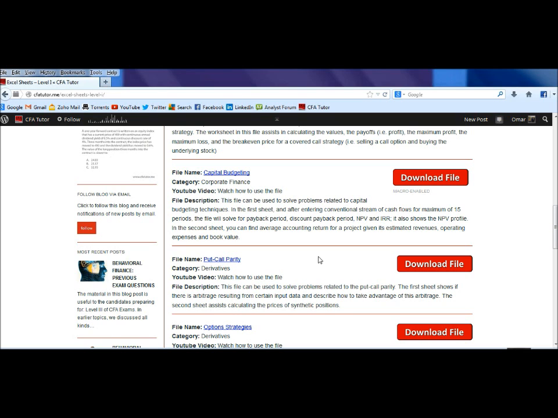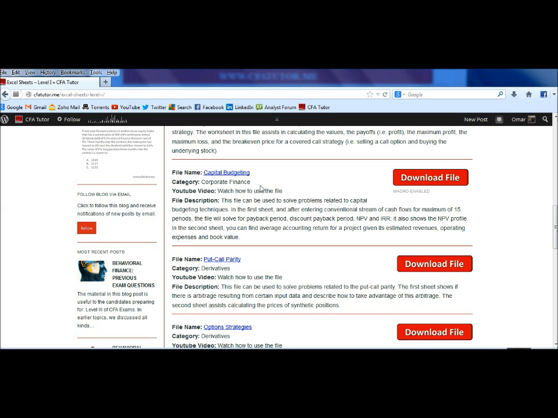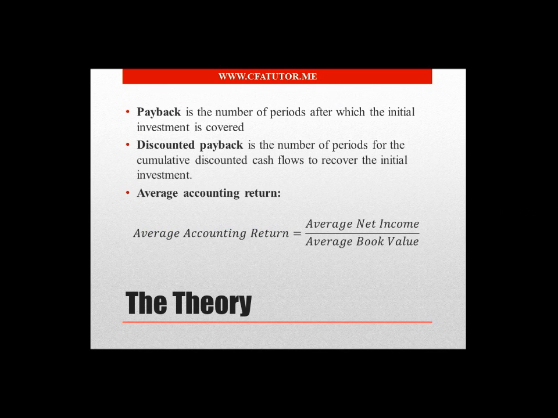So let's go back to the theory from the website. Basically you can find the whole reading on the website if you enter on the link here, or if you go from the help find section, and you will see the different methods that are there. And here we'll just have a quick review for these methods. So payback refers to the number of periods after which the initial investment is covered. Discounted payback does the same thing, except that it takes into account the time value of money. Average accounting return is the only measure that uses average accounting, and it measures average net income divided by average book value.